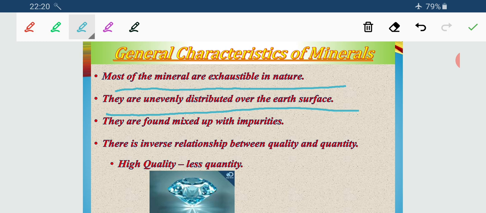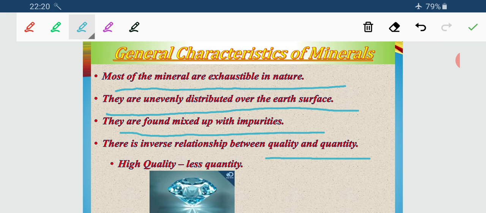Now in the beginning I said that a rock which has a higher content of the mineral is considered as ore, and ore is not a purified form of a mineral, it is impure, it is mixed up with impurities. So minerals are always mixed up with impurities, then we have to purify them through various processes. Now the last is the inverse relationship between quality and quantity.